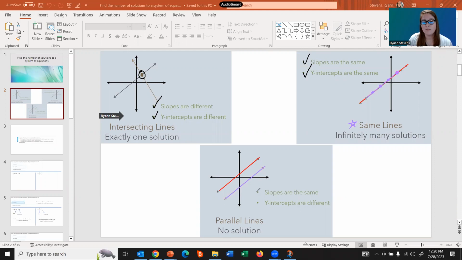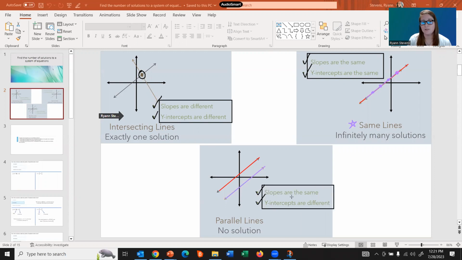Some indicators are going to be that the slopes are the same, but the y-intercepts are different. Okay. Now, in the examples we're going to look at, we're not going to have a graph. We're just going to have the equations. So it's really important that for one solution, we check to see: are the slopes different? Are the y-intercepts different? For infinitely many solutions, we want to check to see: are the slopes the same and are the y-intercepts the same? And then for no solution, that's where we look to see if the slopes are the same, but the y-intercepts are different.